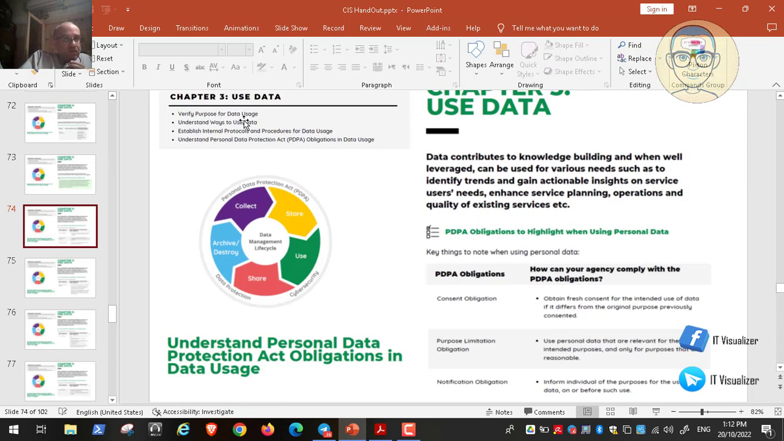To verify the purpose of data usage, this is number 1. Understand ways to use data through data analysis, and use the data to increase our operational efficiency. Establish internal protocols and procedures for data usage. Have a clear policy about the different data types: describe them, and make a dictionary for every kind of data and the terms associated with it. And then understand the personal data protection procedures; when using personal data, you should take into consideration the obligations we have discussed now.